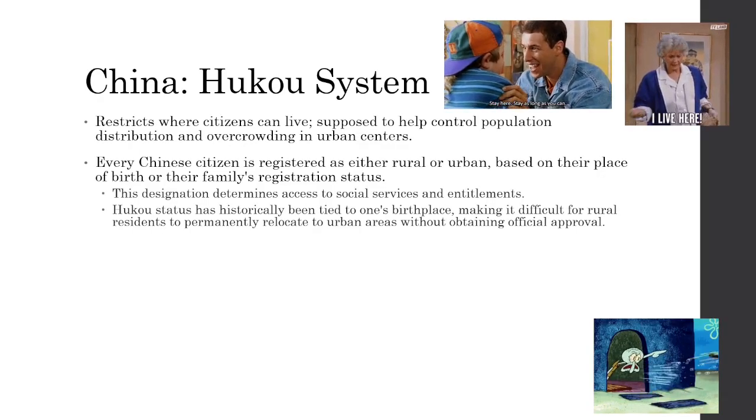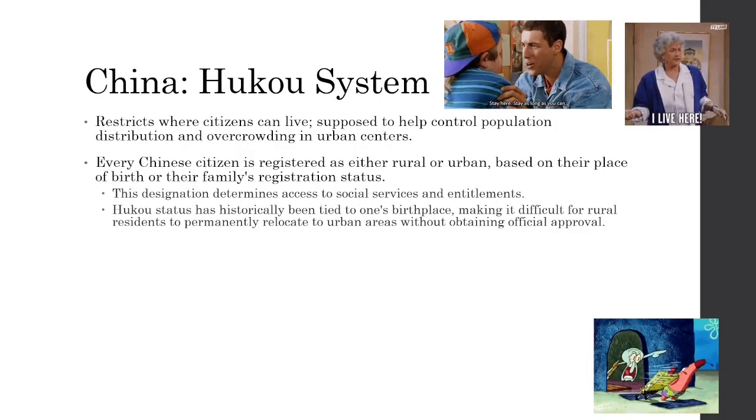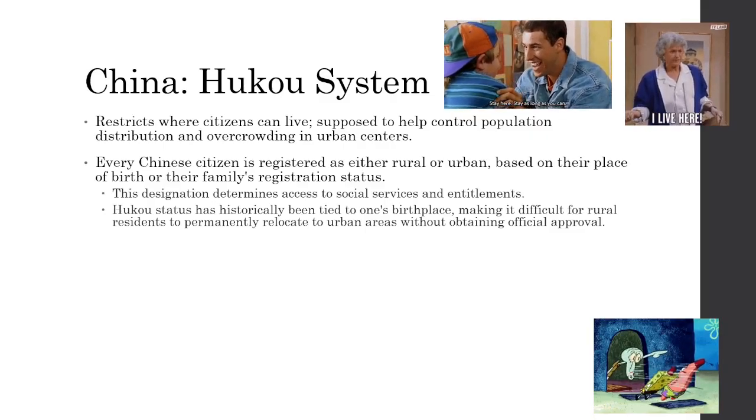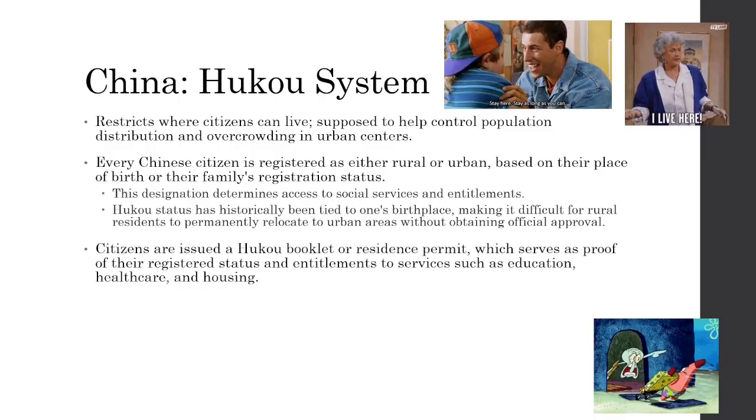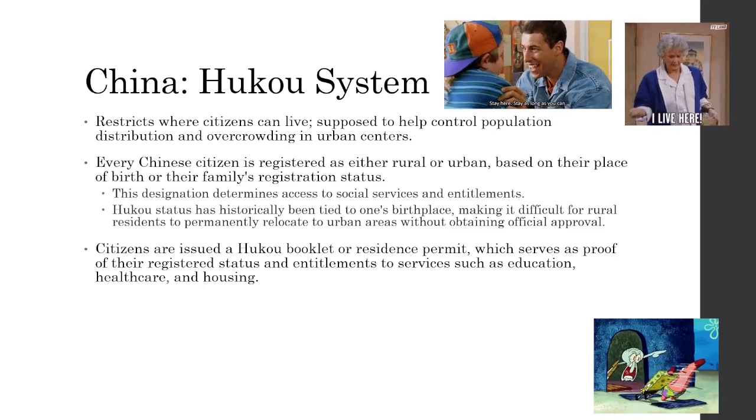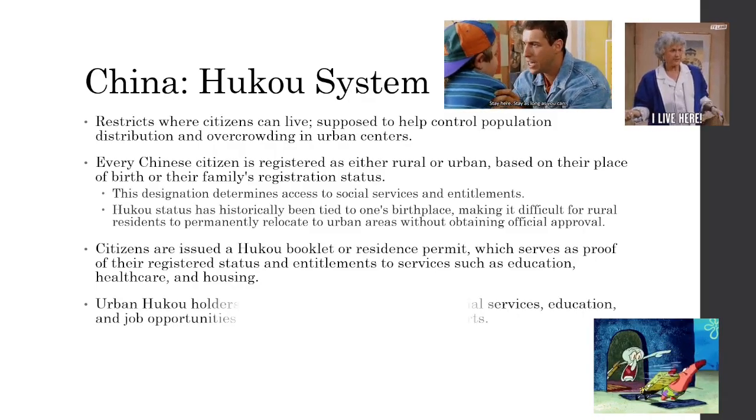Statuses are historically tied to their birthplace, which makes it difficult for rural residents to permanently relocate to urban areas because they're seen in the system as a rural resident and their families always lived in rural areas. So why should they change? Citizens are issued a booklet or a residence permit, which serves as a proof of their registered status. And if you follow these registration procedures correctly, you are entitled to certain public provisioning, such as education, healthcare, and housing. If you move within China essentially illegally, you will not be granted access to education, healthcare, and housing.